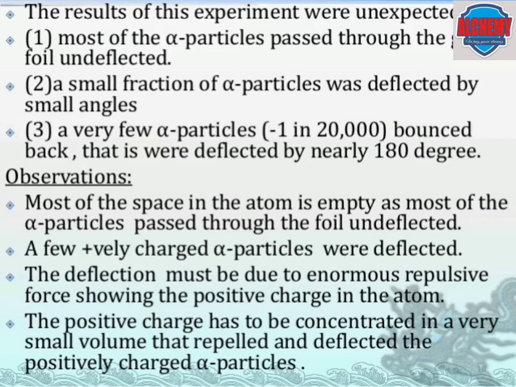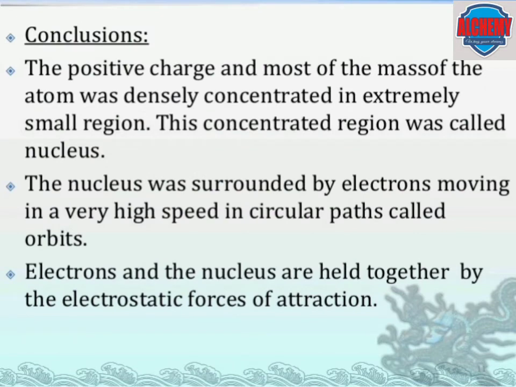The conclusions made by Rutherford based on this experiment are: the positive charge and most of the mass of the atom was densely concentrated in an extremely small region. This concentrated region was called the nucleus. The nucleus was surrounded by electrons moving at very high speed in circular paths called orbits. The electrons and the nucleus are held together by electrostatic force of attraction.